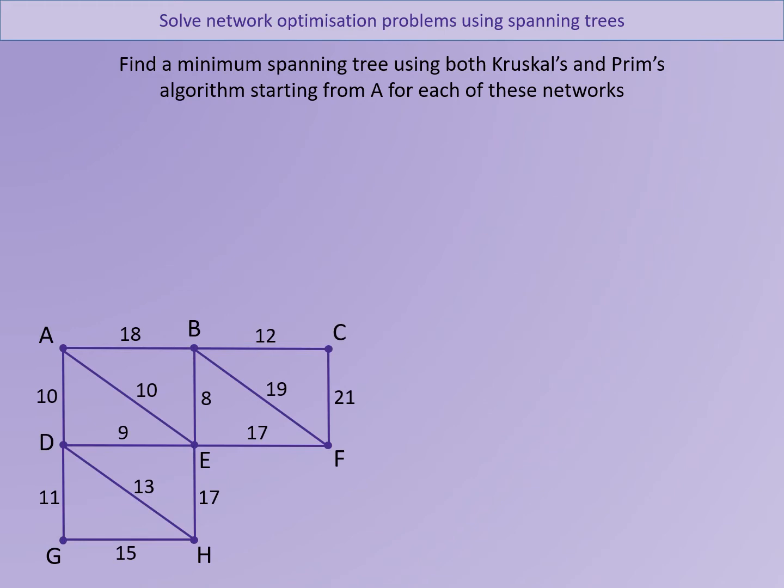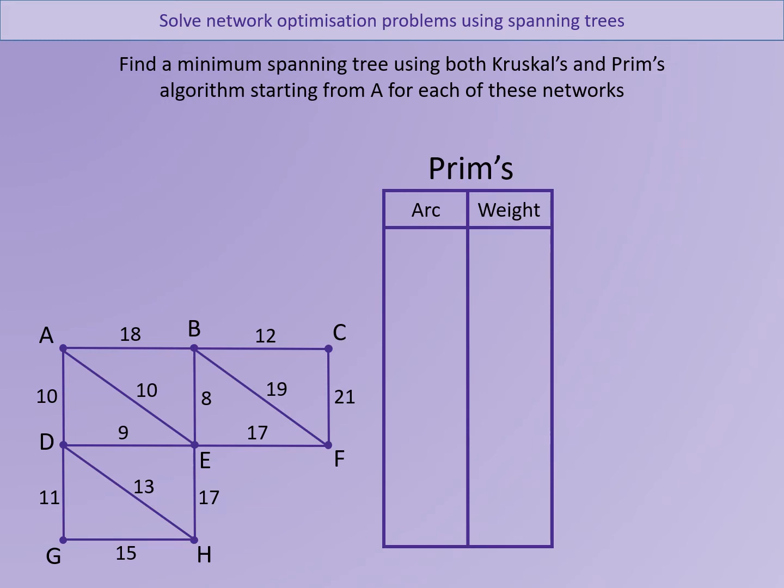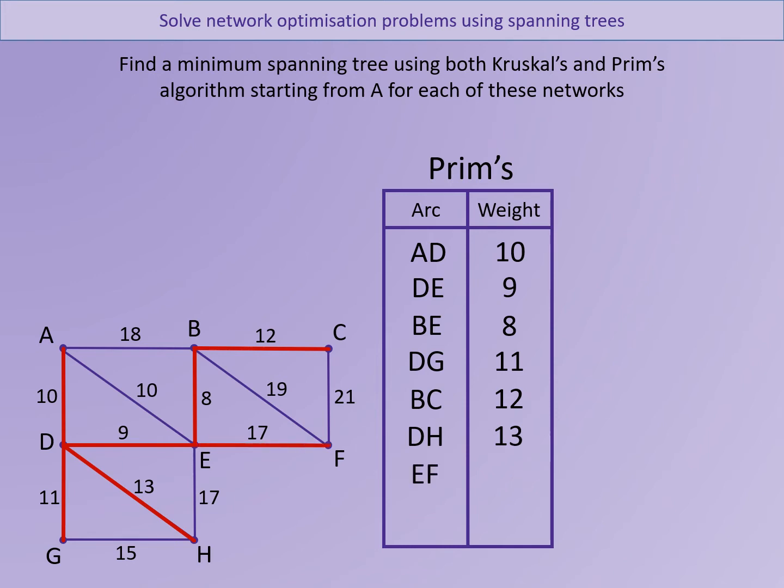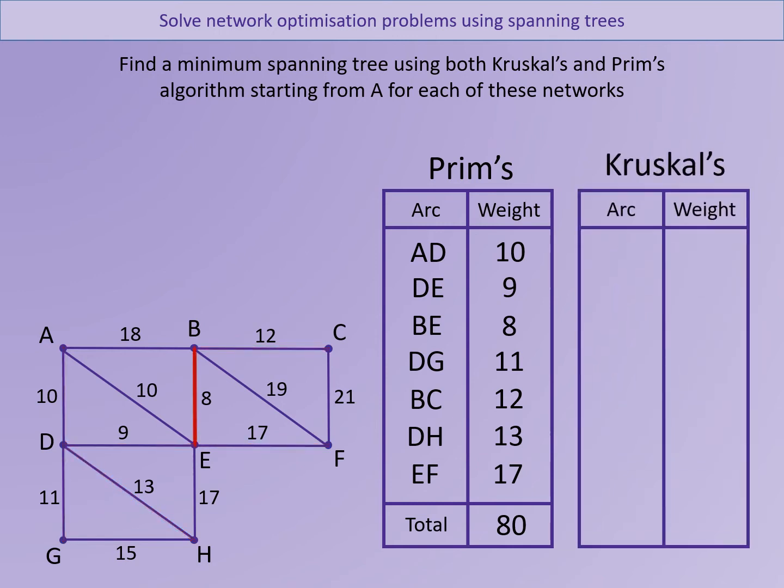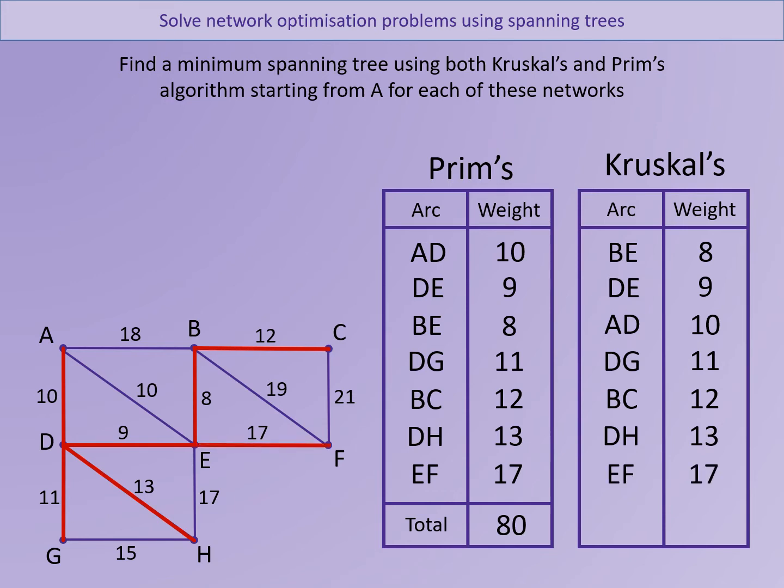So then for the second graph, we've got Prim's algorithm giving us first AD, and following that gives us each of these arcs and weights in turn. So a total of 80. Let's just compare that to Kruskal's algorithm. So Kruskal's begins with BE, and continues like this. So the total again is 80.